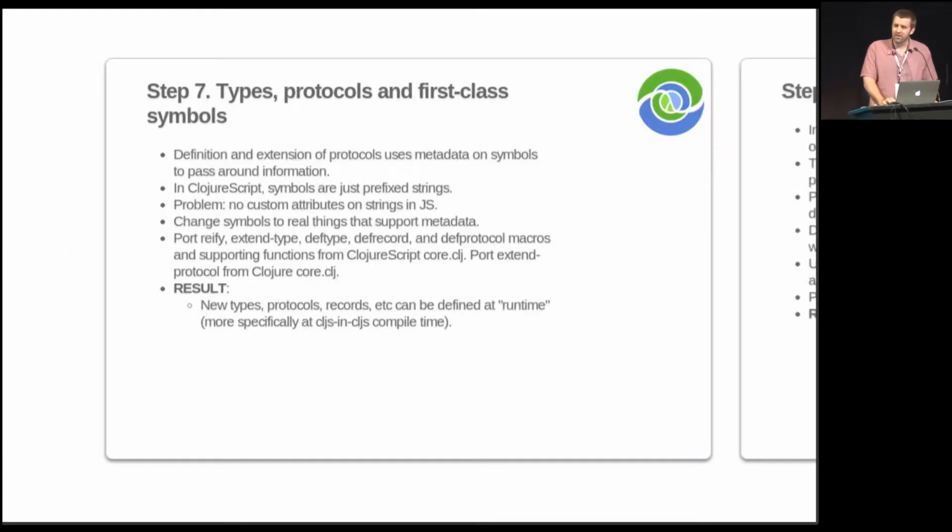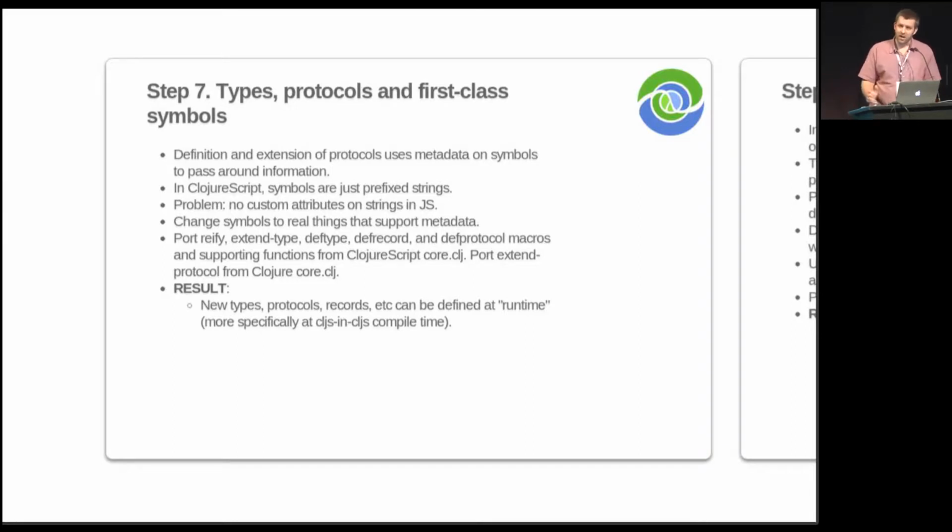So one of the next steps was types and protocols. One of the challenges here is that the implementation of types and protocols in Clojure and ClojureScript works in part by putting metadata on symbols. Then these symbols are passed around between the different functions, and that metadata is part of what controls what happens. But here's a problem. In ClojureScript, symbols are just specially prefixed strings. And in JavaScript, you can't add new attributes to a string.